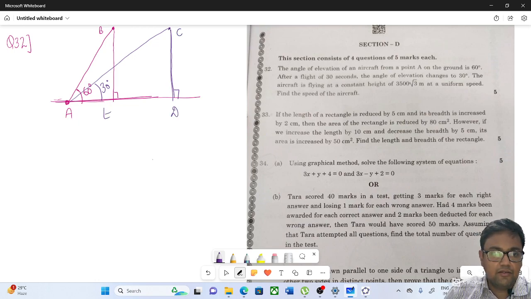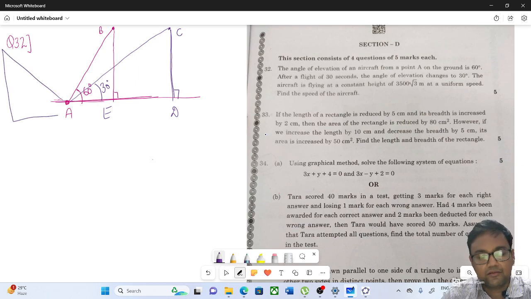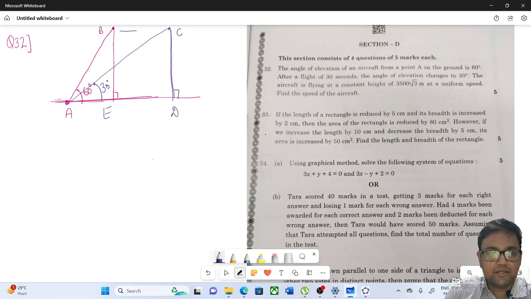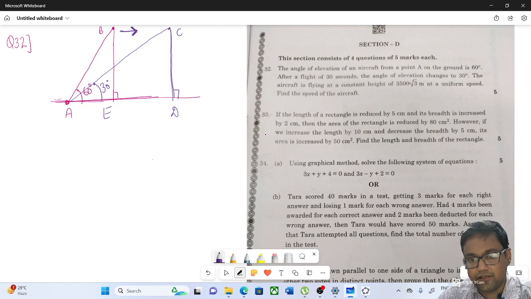T and E. Now one question could arise: why did I not make this triangle, why did I go on the other side? First of all, there is nothing mentioned that the plane is moving on the other side, or that the angle of elevation now to be made is just opposite to what it was already made, right? So we will assume that the plane is moving in the same direction towards the right. I have marked with the arrow over here.